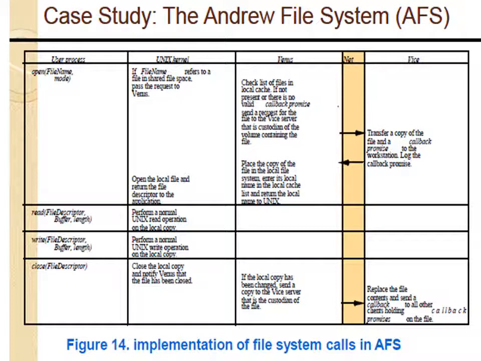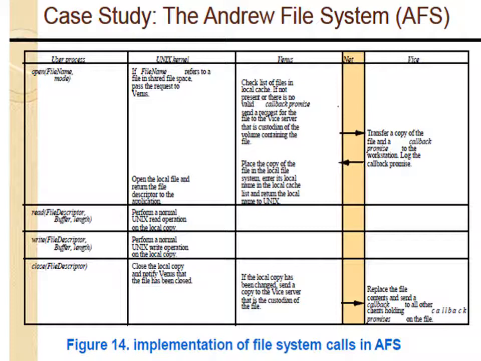Pass the request to VNS. Open the local file and return the file descriptor to the application. So these operations are performed in the Unix kernel system. And coming to VNS software, it checks the list of files in the local cache.